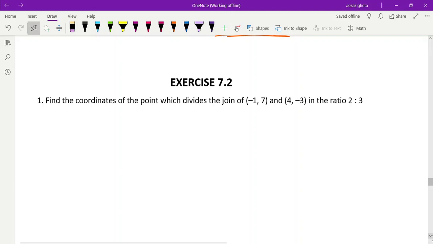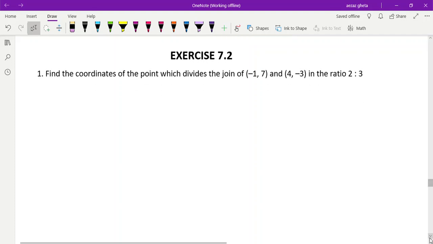Pause the video and check whether you have memorized it or not. Check once, boys and girls.